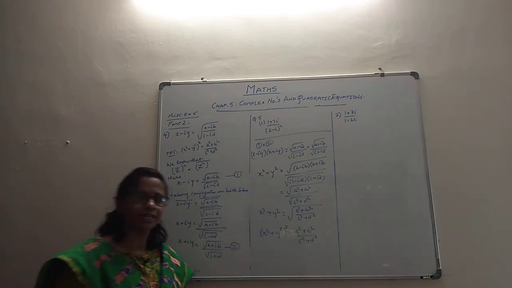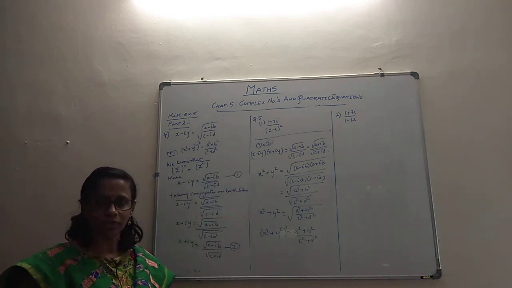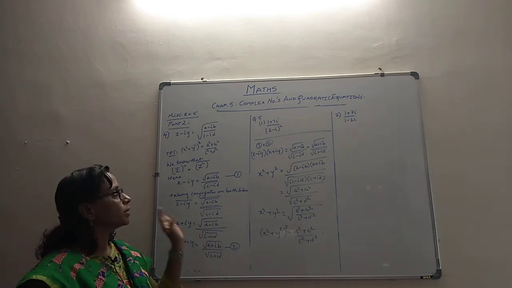That's how we prove it, right? So this particular result is proved in this way. That is our problem number 4.